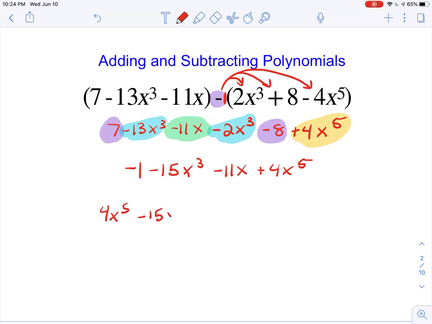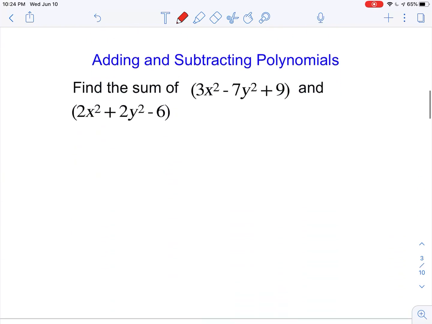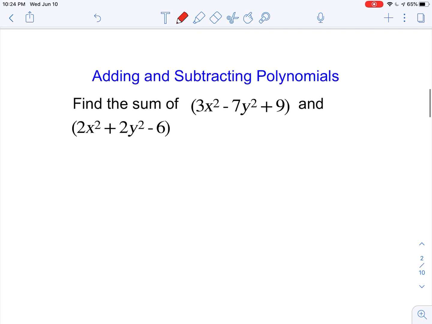So the highest exponent we have here is x to the fifth, so it becomes 4x to the fifth. Then the x to the third term, again, we bring the negative with us. Now there is no x to the fourth term, so we skipped it. There is no x to the second term, we skipped it. And we're allowed to do that, okay, as long as the exponents do go in order. So this should be the final answer here after performing this subtraction.